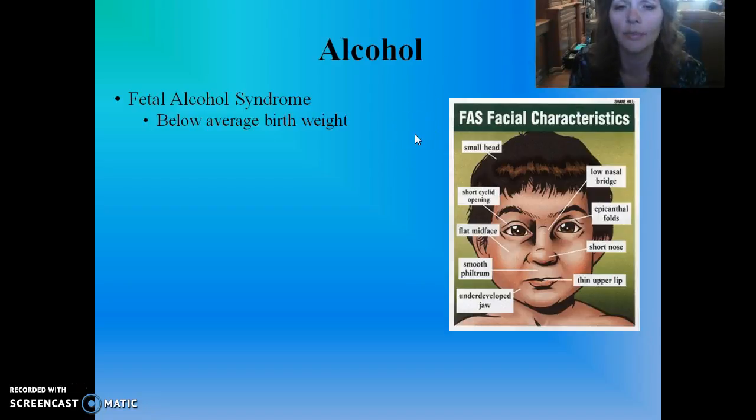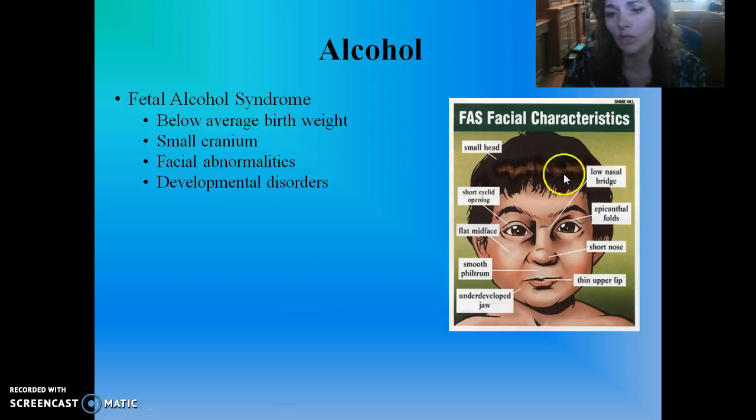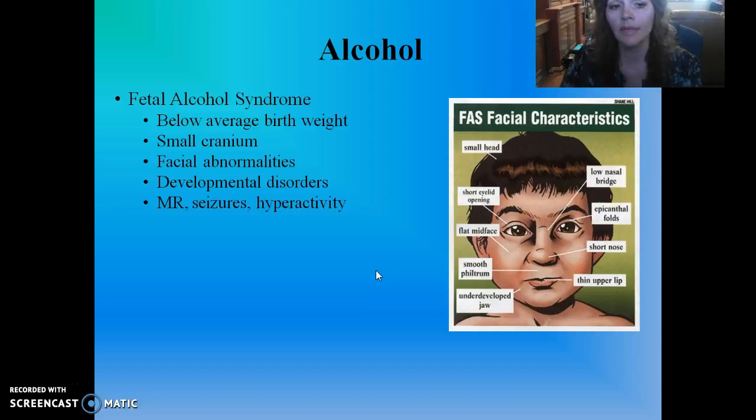Fetal alcohol syndrome also puts the baby at risk of a low birth weight. They have smaller heads and some facial abnormalities. You can look at them and see all of these different facial features, and they're at greater risk of developmental disorders, including ADHD and autism. They're also at a higher risk of having mental retardation with an IQ of below 70. They can have increased risk of seizures, including epilepsy, and having hyperactivity.